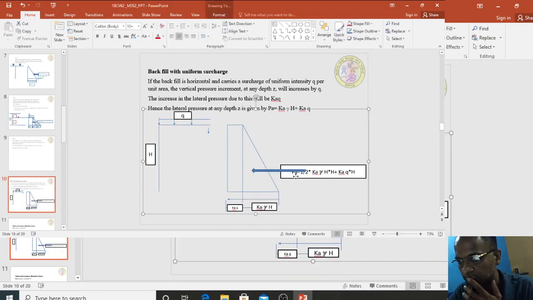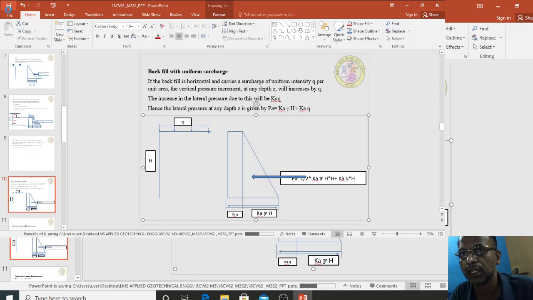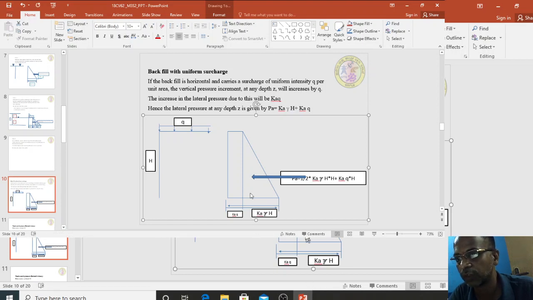Then at what distance is it acting? If it is only a triangle, it is h by 3. It is not only a triangle, therefore what we have to do? PA into Y is equal to, this I will consider as PA1 and this I will consider as PA2. So PA1 into h by 3 plus PA2 into h by 2. Y is unknown; calculate Y and you will get that distance. So this is backfill with uniform surcharge.